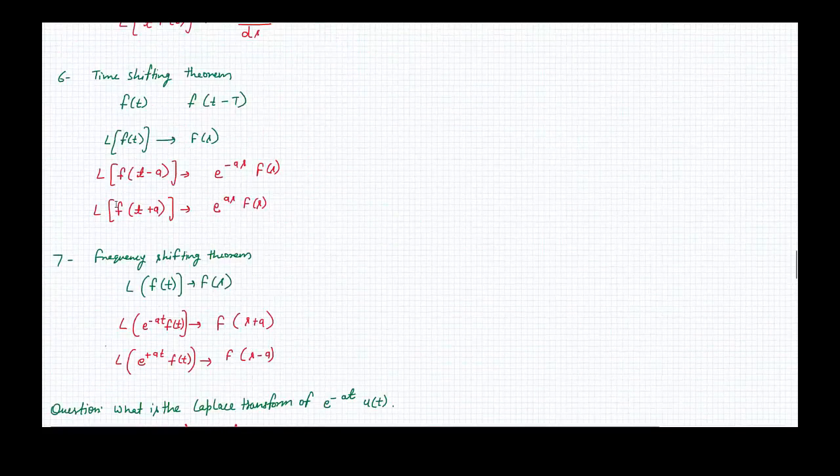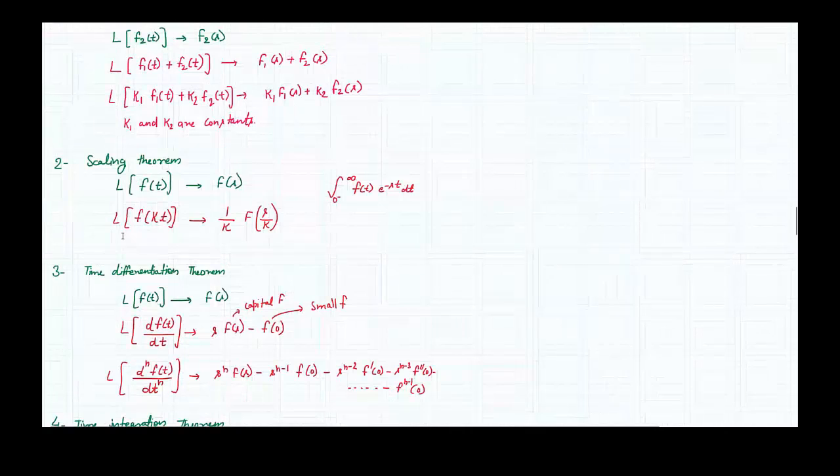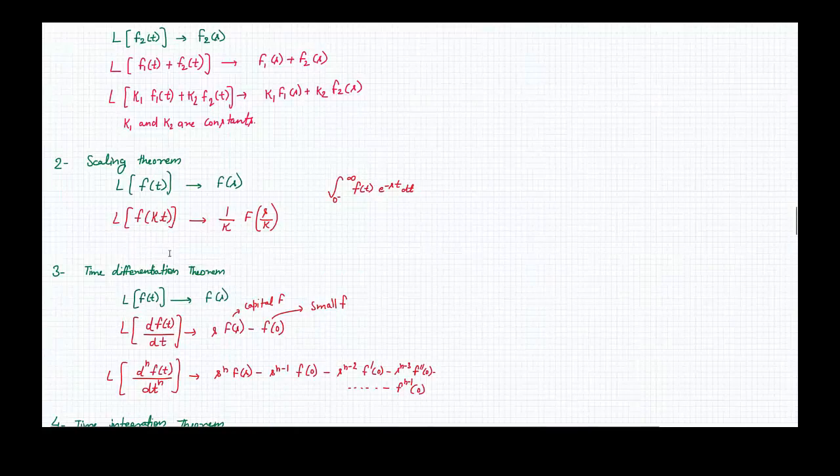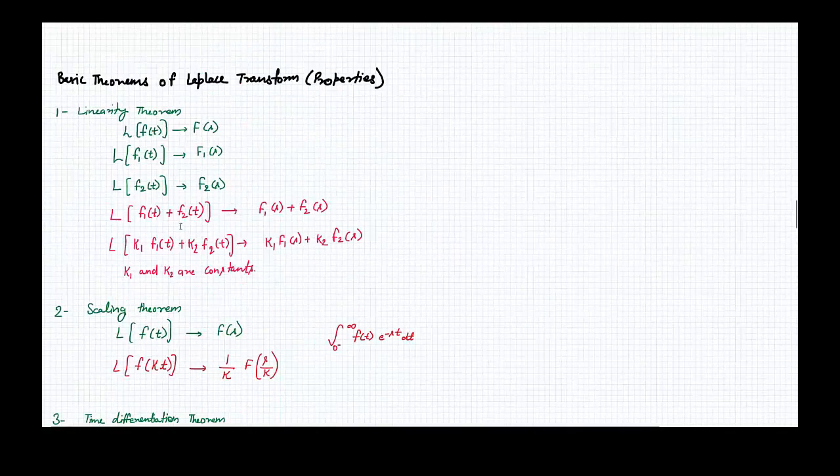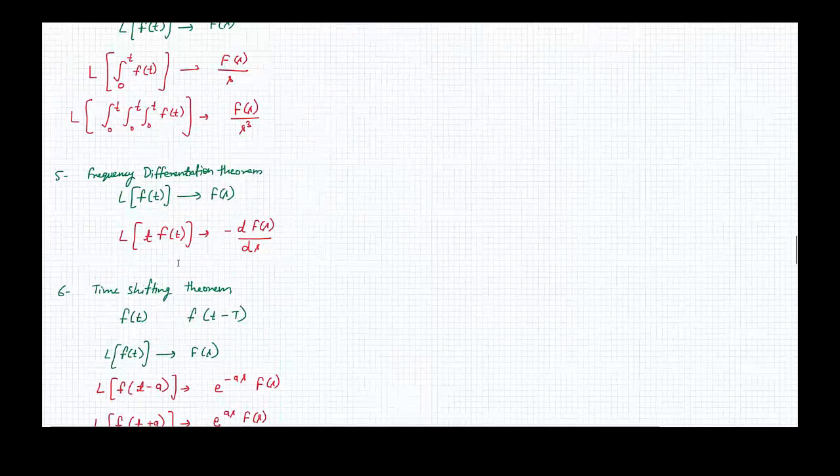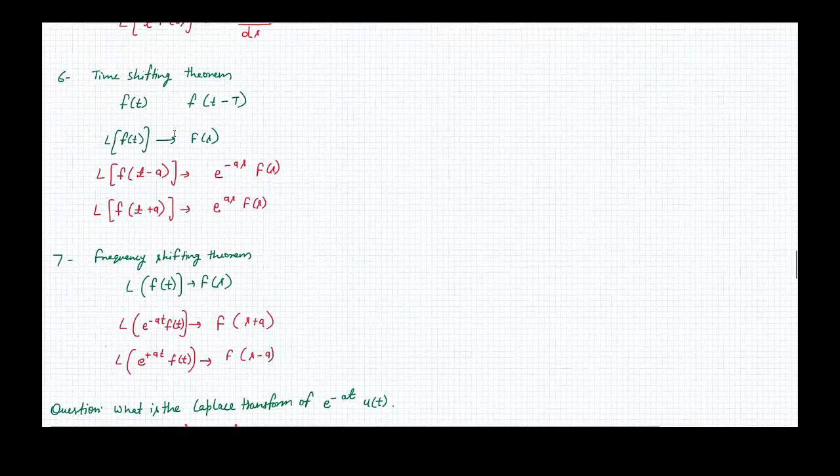Using the properties, it is e to the power minus sT times 1 by s. Where does it come from? It is the time shifting theorem. f(t minus a) is what? e to the power minus as into F(s). The Laplace transform of f(t) is F(s). If we shift it by a, it will be e to the power minus as.